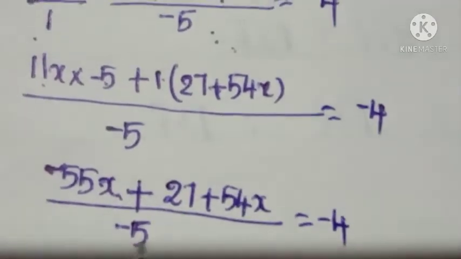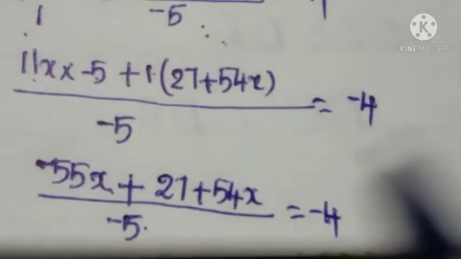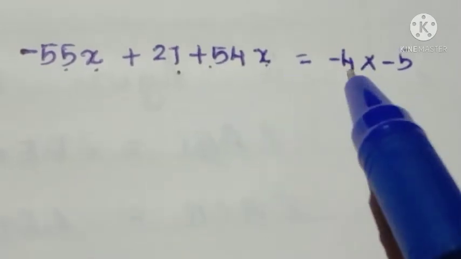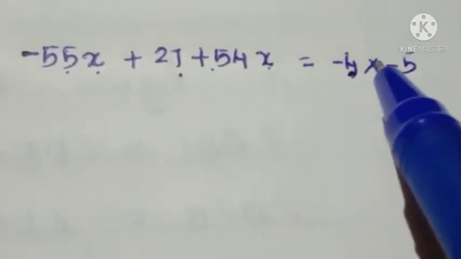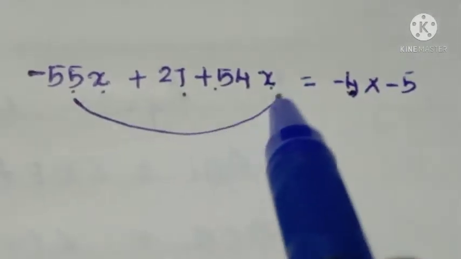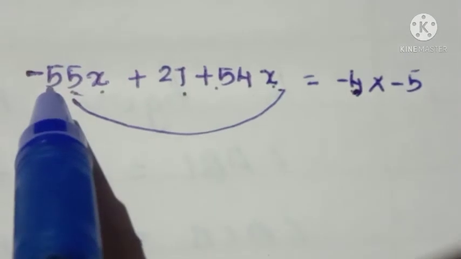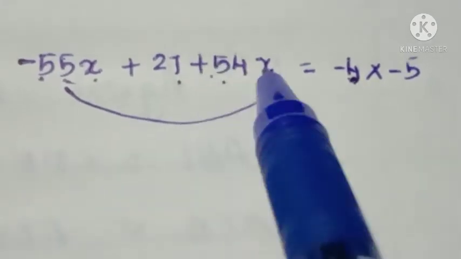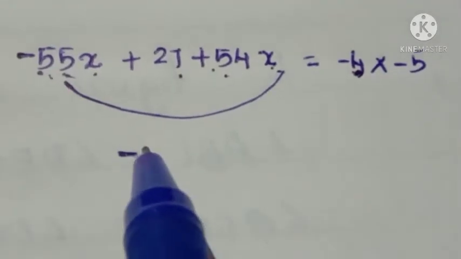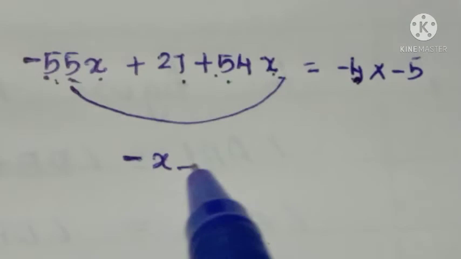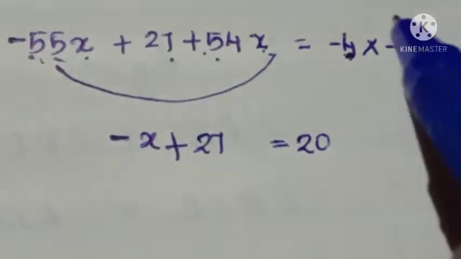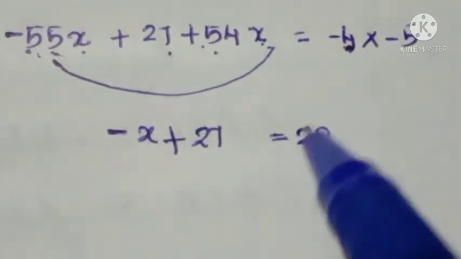Now take this minus 5 to the other side. Minus 55x plus 27 plus 54x equal to minus 4 into minus 5. Now listen, these two are x terms. Minus 55x plus 54x. So minus 55 plus 54 is minus 1x, or minus x. Minus x plus 27 is equal to 20, minus into minus plus, 4 into 5, 20.